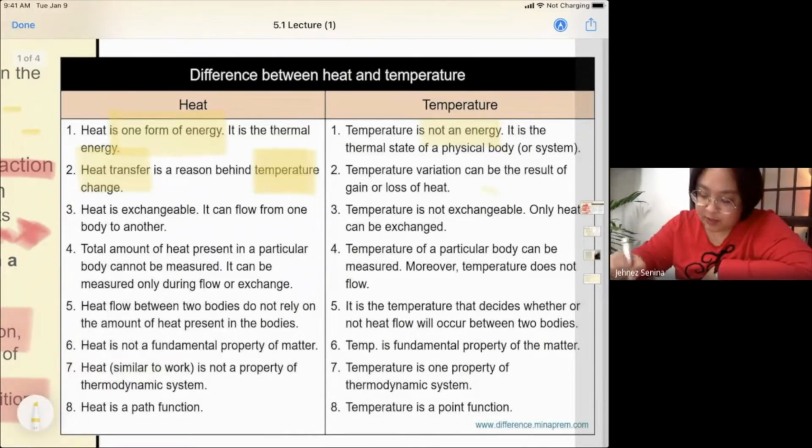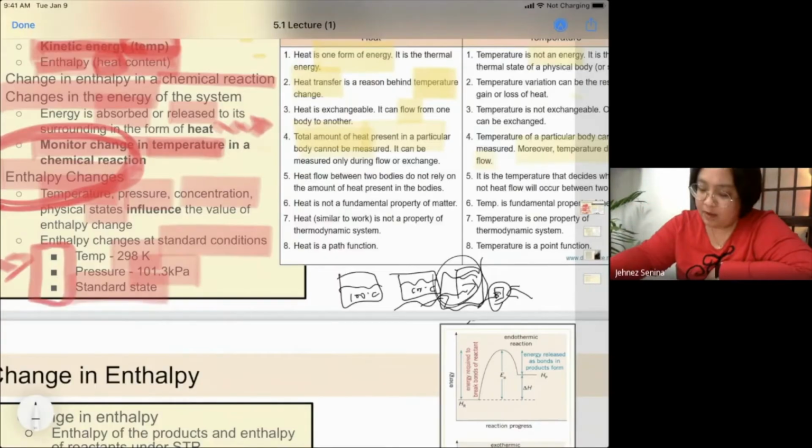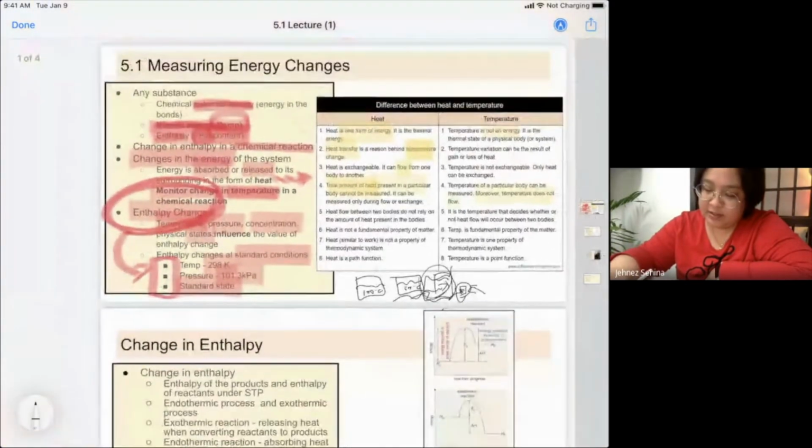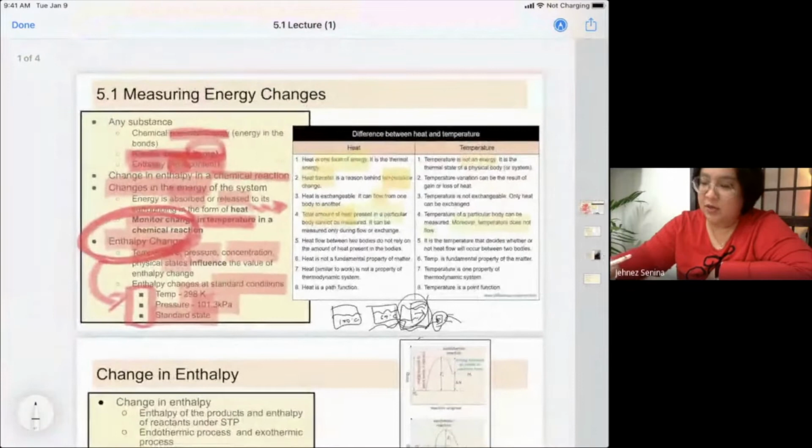What else do I want? Here again, heat flows. Temperature, no. You're just looking at the movement of the molecules. Anyway, you can have a look at the listing there, just talking about heat and temperature.